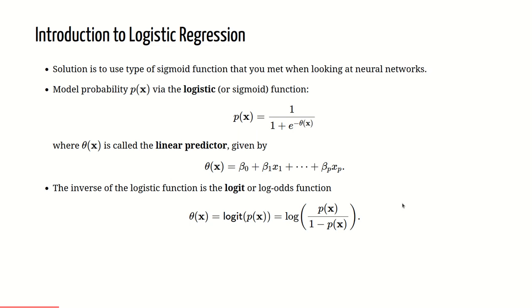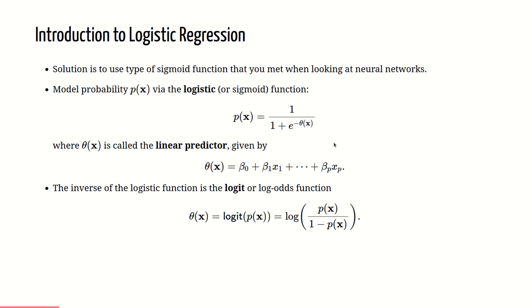So one solution is to use the sigmoid function that we saw for neural networks, right? You remember the sigmoid function mapped the real line, so between minus infinity and plus infinity, into the interval 0 to 1, which is exactly what we want to do. We have a linear predictor that can take any value at all, and we want to then constrain that linear predictor to being between 0 and 1. So putting it through a sigmoid function is one way to do that.